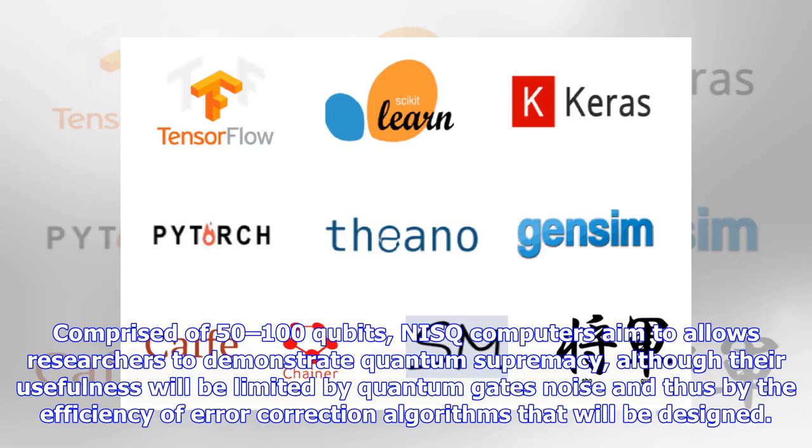Comprised of 50 to 100 qubits, NISQ computers aim to allow researchers to demonstrate quantum supremacy, although their usefulness will be limited by quantum gates noise and thus by the efficiency of error correction algorithms that will be designed.